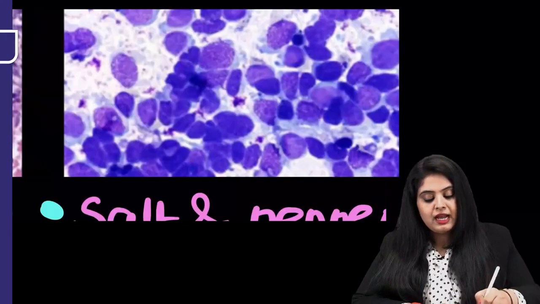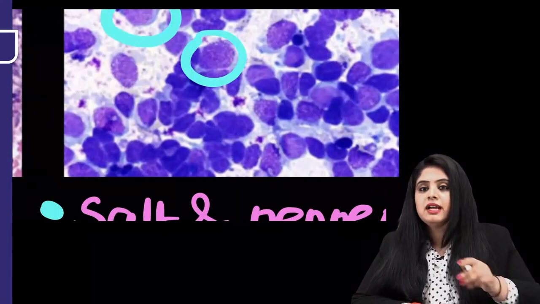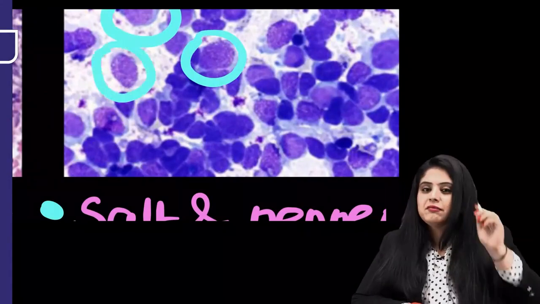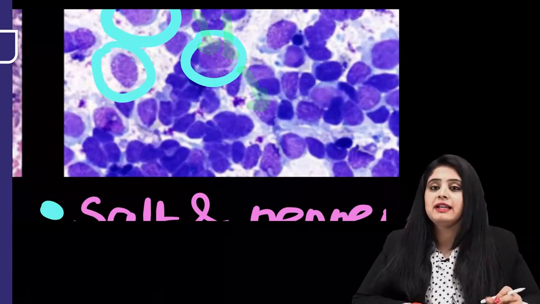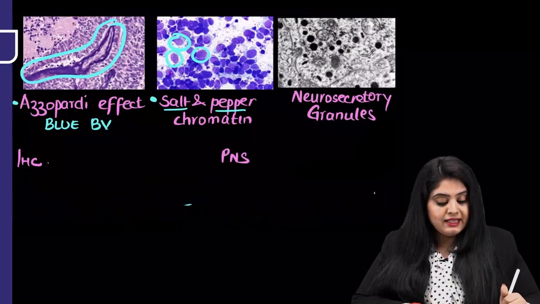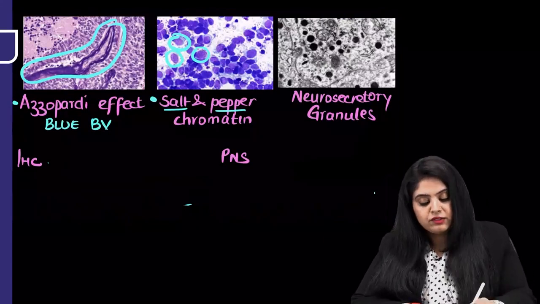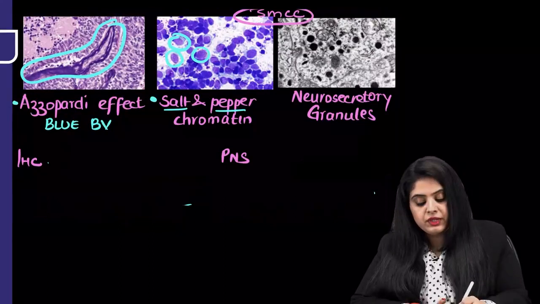So when I zoom in, I will definitely see that the nuclei are not totally blue. There are some white dots in them. If you look very carefully, there are some white dots in them. So that is the salt and pepper chromatin that you're going to see. And at the end of the day, please note that small cell carcinoma is a neuroendocrine tumor.